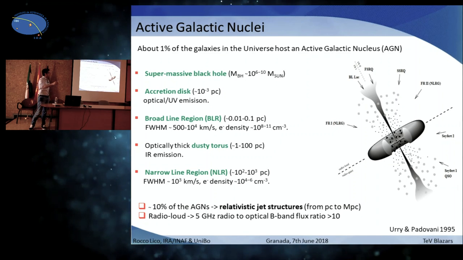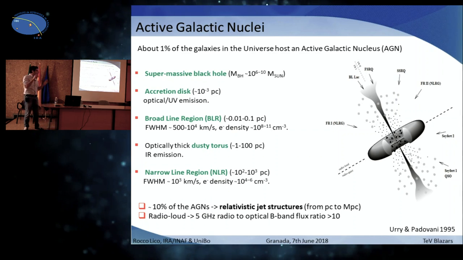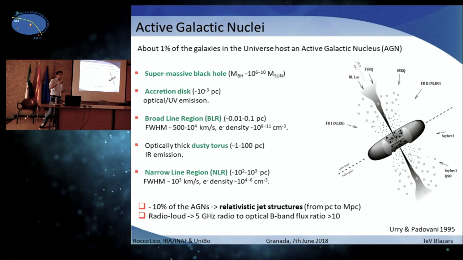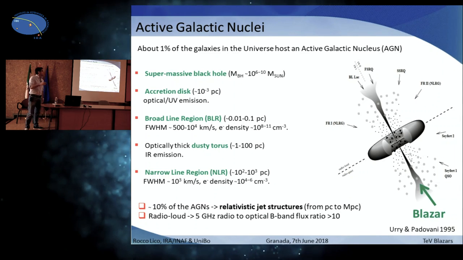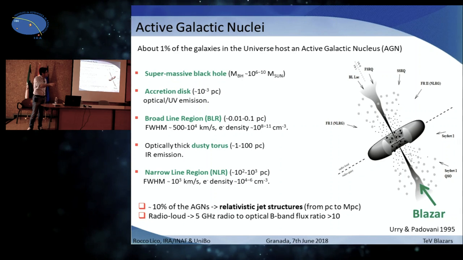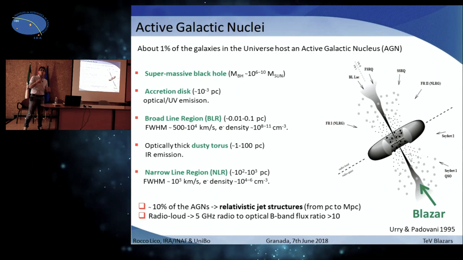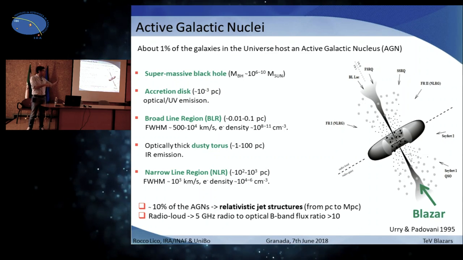So today I'm not going to talk about this, so this is just outside of the scope of this talk, but this is just to say that we have different sources according to the viewing angle, and the sources we are interested in are those sources which are able to produce relativistic jets, with the relativistic jet closely aligned to our line of sight. So we have these two bipolar plasma flows just going in our direction.